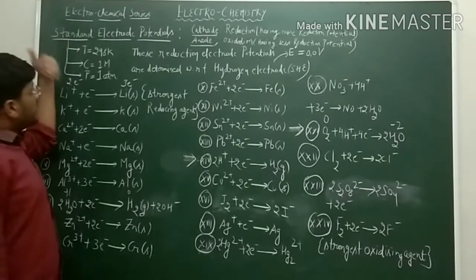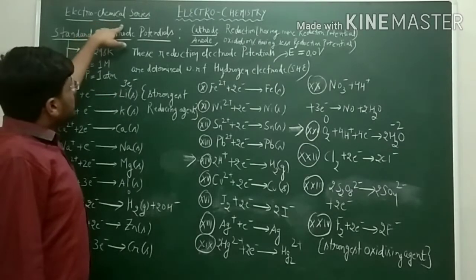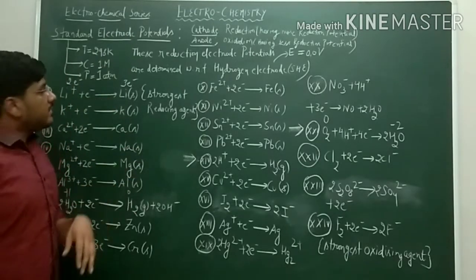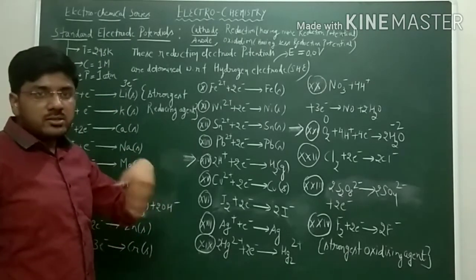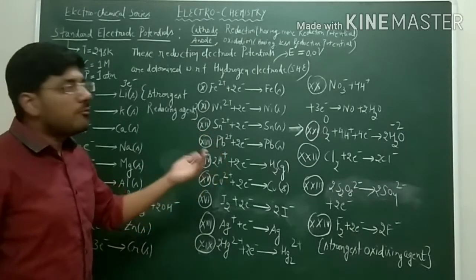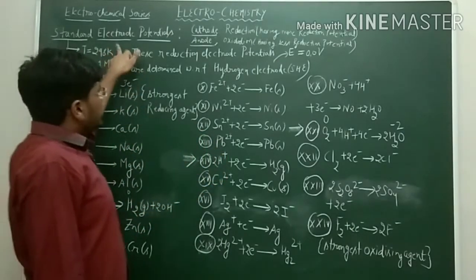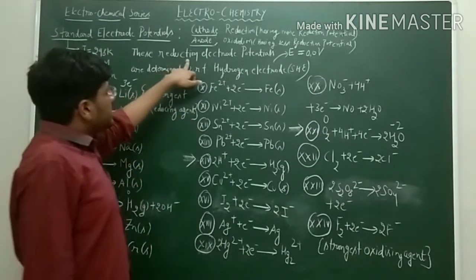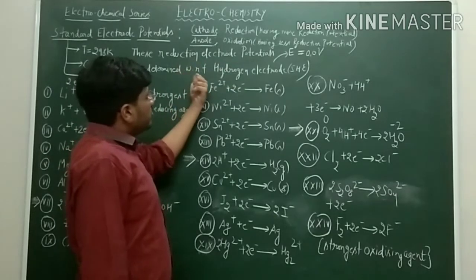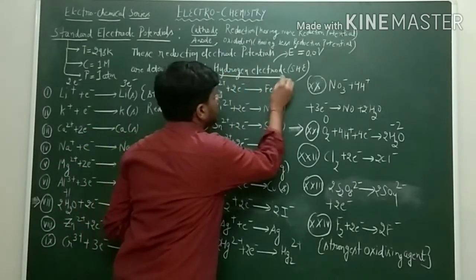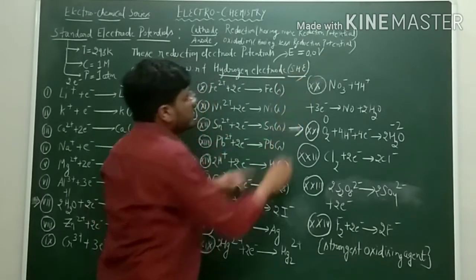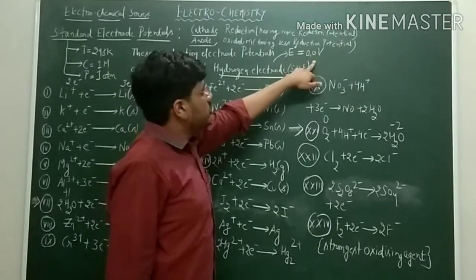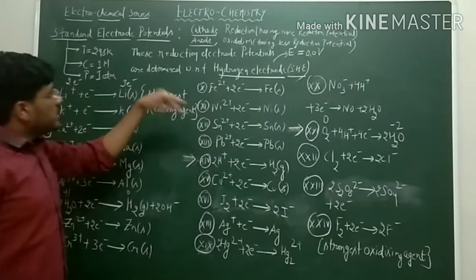The standard electrode potentials are mentioned in the electrochemical series. Now what is the electrochemical series? It is the series in which the reduction electrode potentials of half cells are arranged in increasing order of their standard reduction potentials. All of these are determined with respect to the hydrogen electrode, known as SHE, the standard hydrogen electrode, and its potential is always fixed at 0 volt. This point has to be remembered.